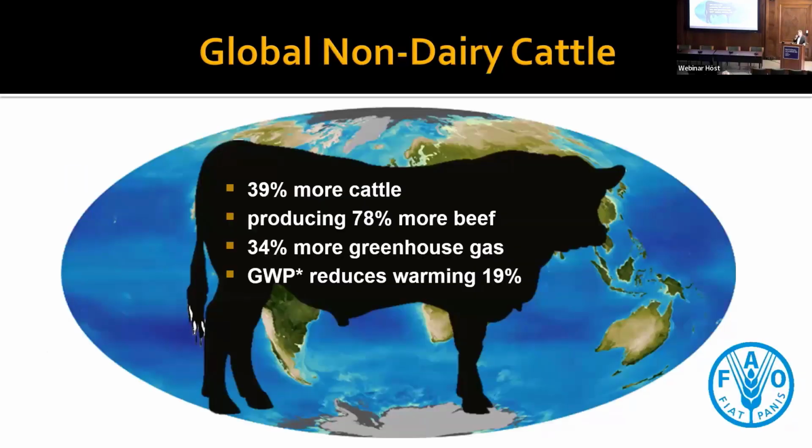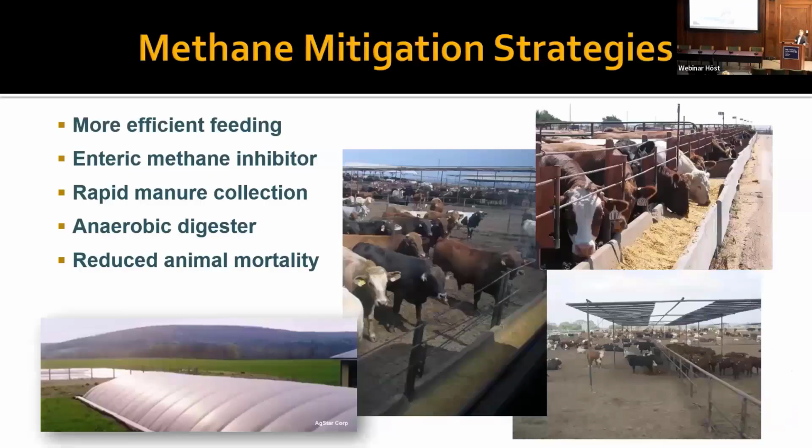That's in the United States. Globally, the numbers are a little more sketchy, but FAO reports that compared to 50 years ago, we have 39% more cattle producing 78% more beef and 34% more greenhouse gas. So when you work that through our modeling, what that would imply is application of the GWP star globally would just reduce the carbon impact, the global warming impact, by about 19%.